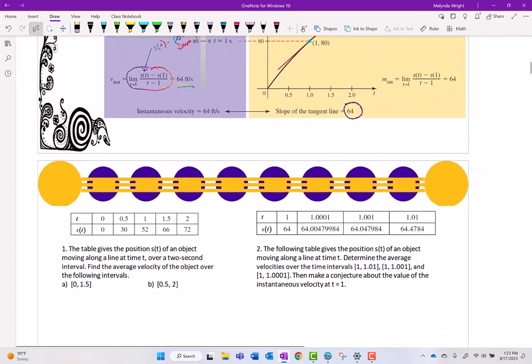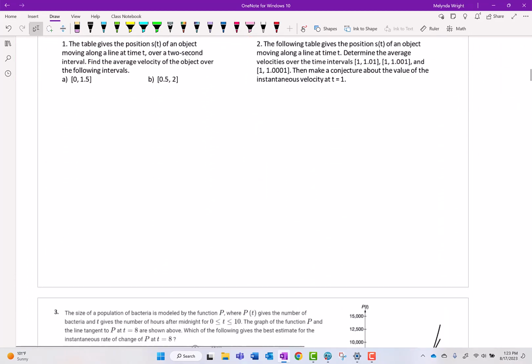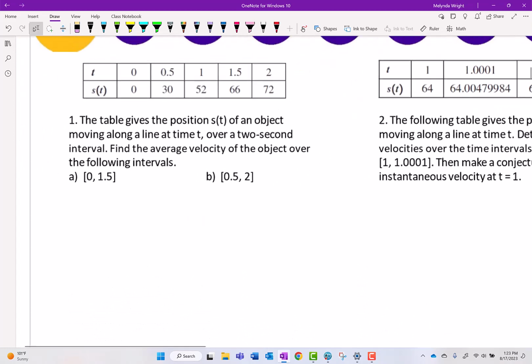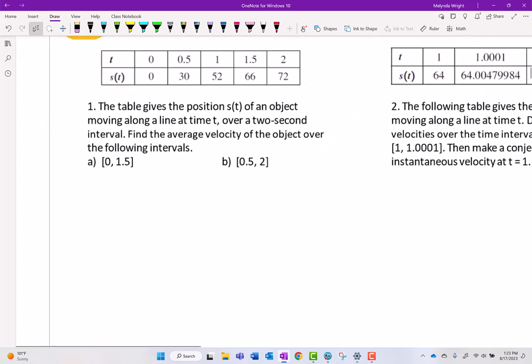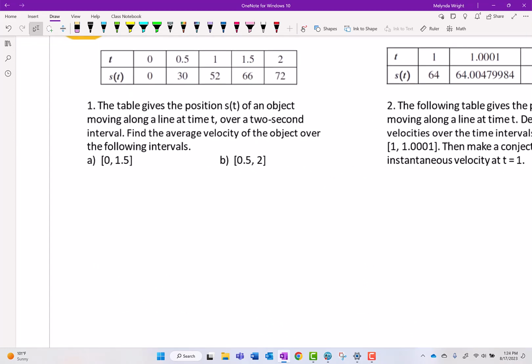So how are we going to see that with problems? I have 2 pages of problems. So let's look and see how we see that with problems. This is where our calculator comes in handy. So if you have your calculator, that would be handy if you'd get that out.